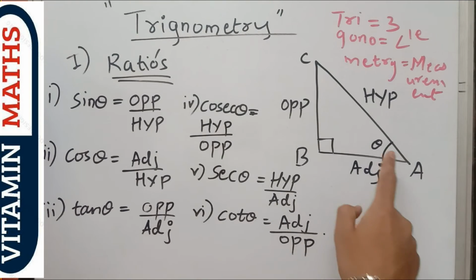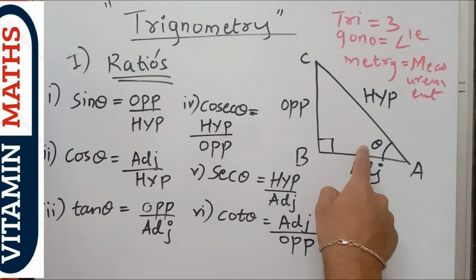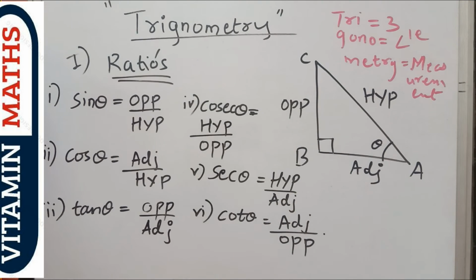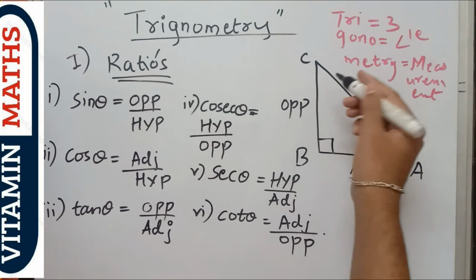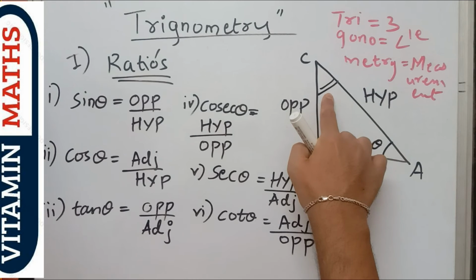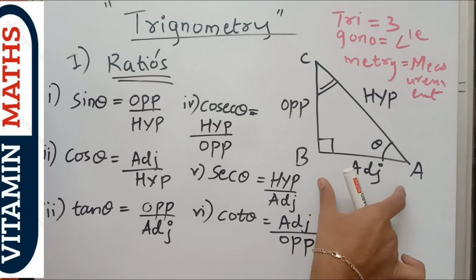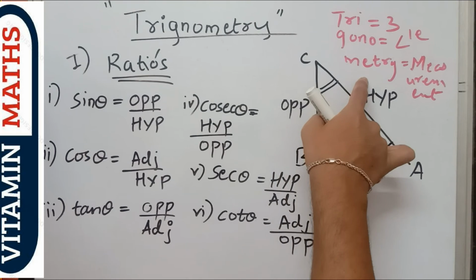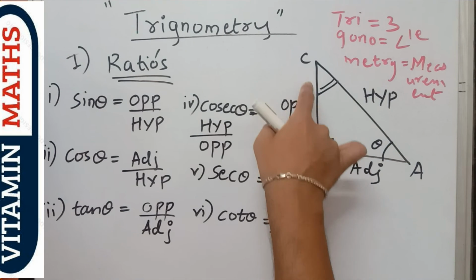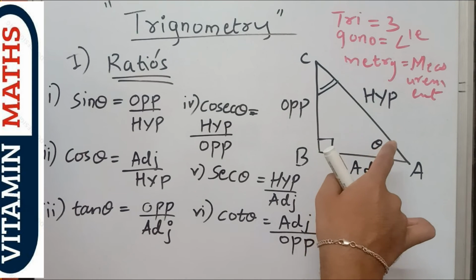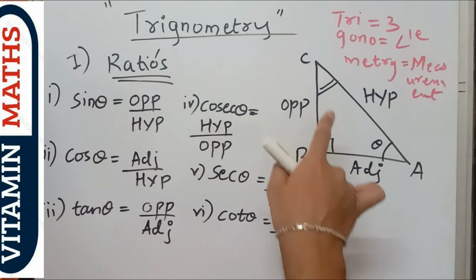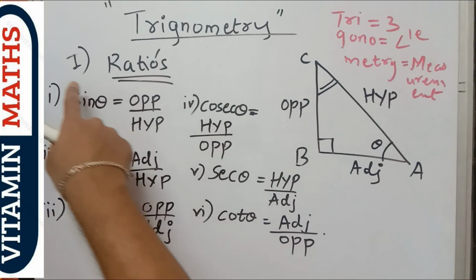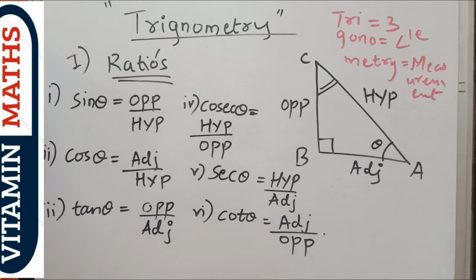Depending upon where the theta is present, your opposite and adjacent will change. Suppose my theta is here, then my opposite will become AB, AB becomes opposite of C if my theta is here, and the hypotenuse is already fixed, so the adjacent side will be this one. So depending upon where we take theta for the value of sine theta, cos theta, the sides will change only, but the basic formula remains the same.